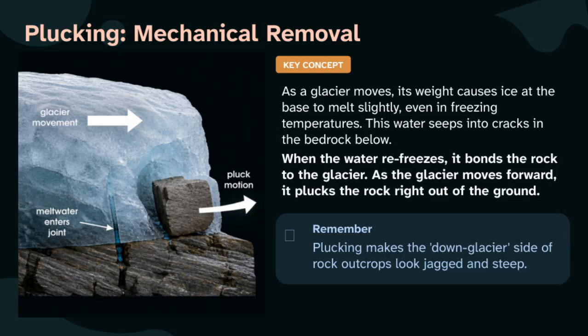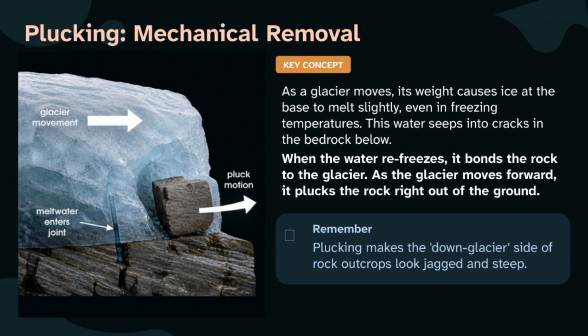Now we move from weathering to erosion. The first major erosion process is plucking. Plucking happens at the base of a glacier. Even though glaciers exist in cold environments, pressure from the huge weight of the ice can cause some melting at the base. This produces meltwater beneath the glacier.